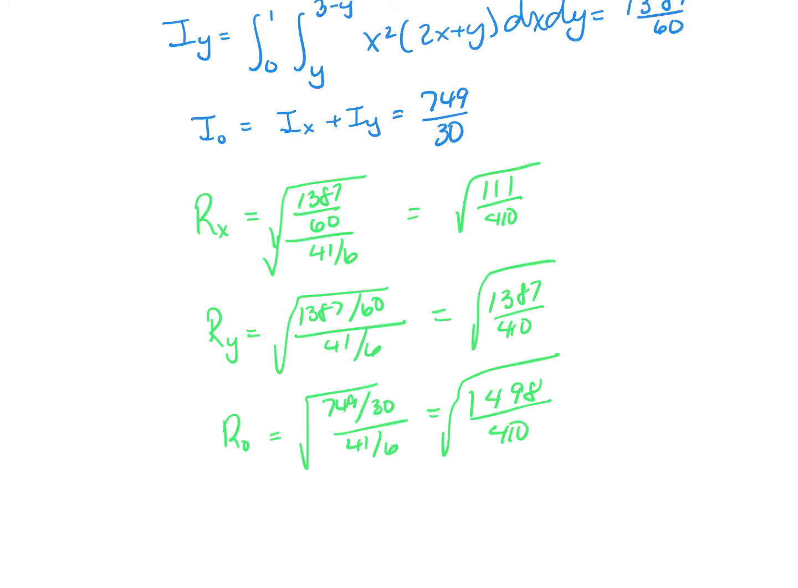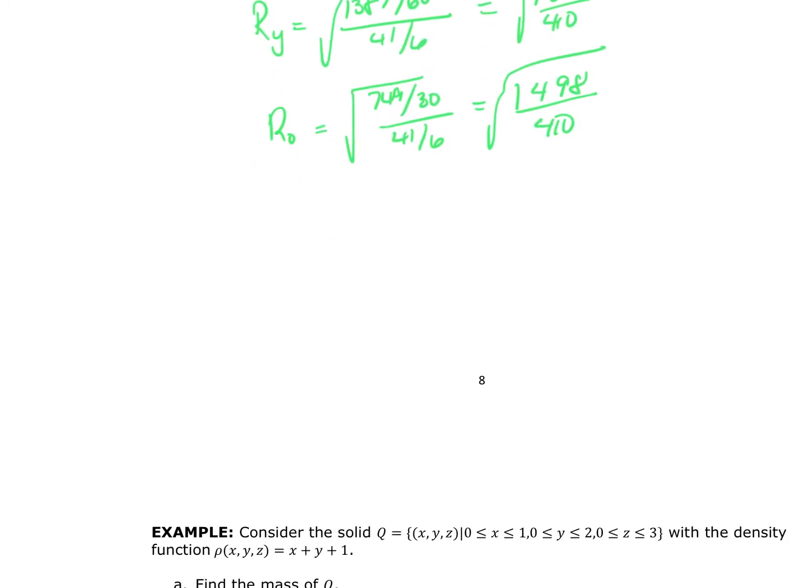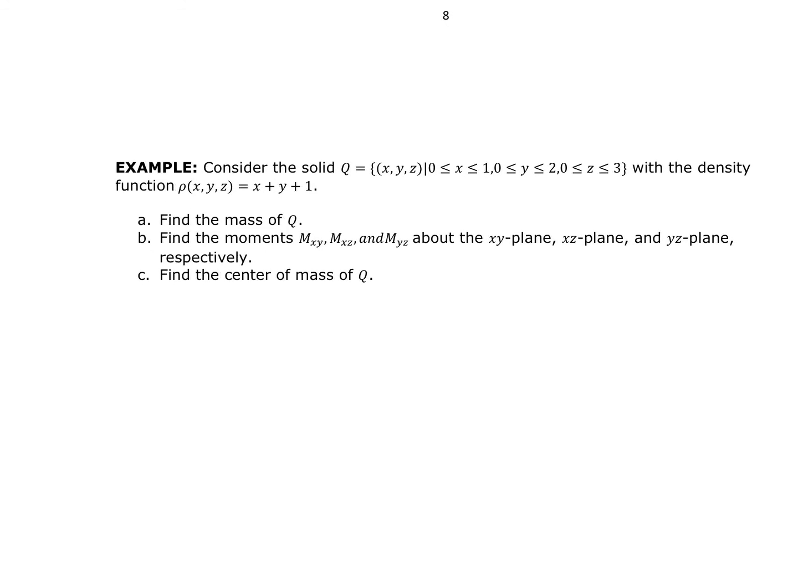Now, let's do this one where we have 3 space. So we're going to consider this solid. From x is going to go from 0 to 1, y is going to go from 0 to 2, and z is going to go from 0 to 3. With this given density function, find the mass, find the moments, and find the center.